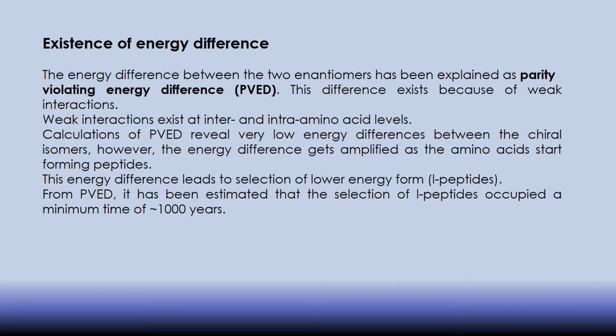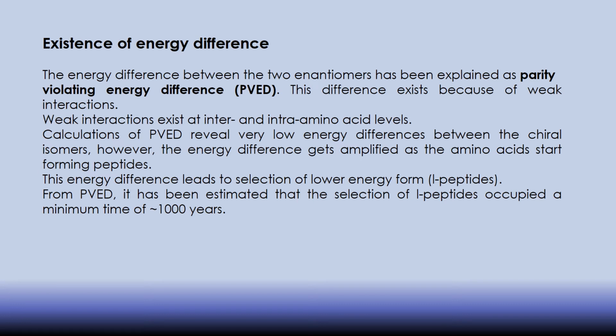One such theory is the existence of energy difference between the L and D peptides. The energy difference between the two enantiomers has been explained as parity violating energy difference. Parity in itself means similarity. This difference exists because of weak interactions. Weak interactions exist at inter and intra-amino acid levels. Calculations of parity violating energy difference reveal very low energy differences between the chiral isomers.